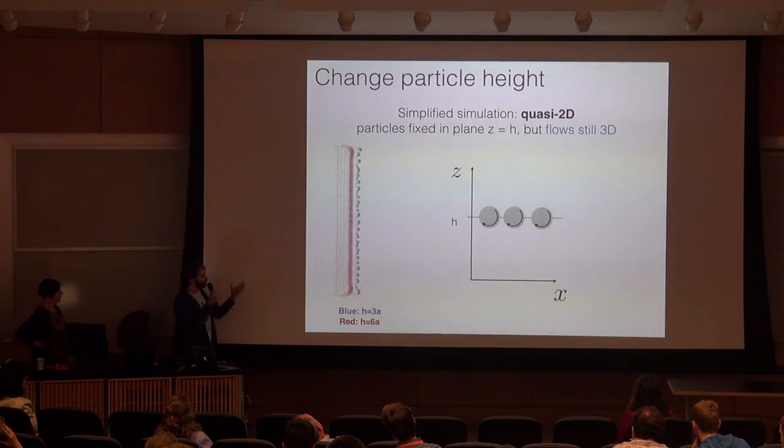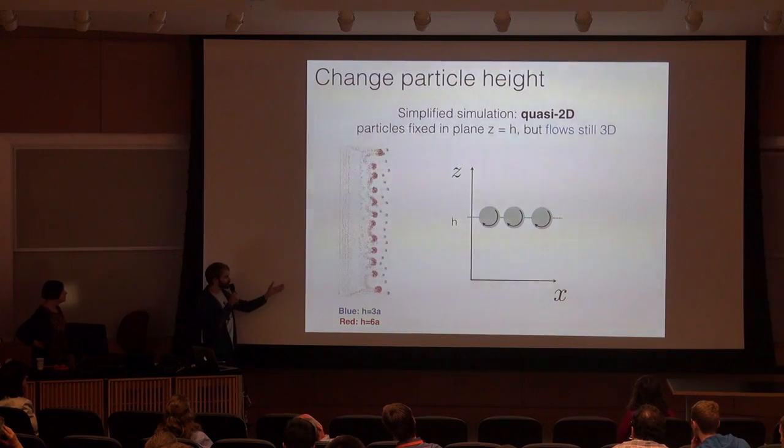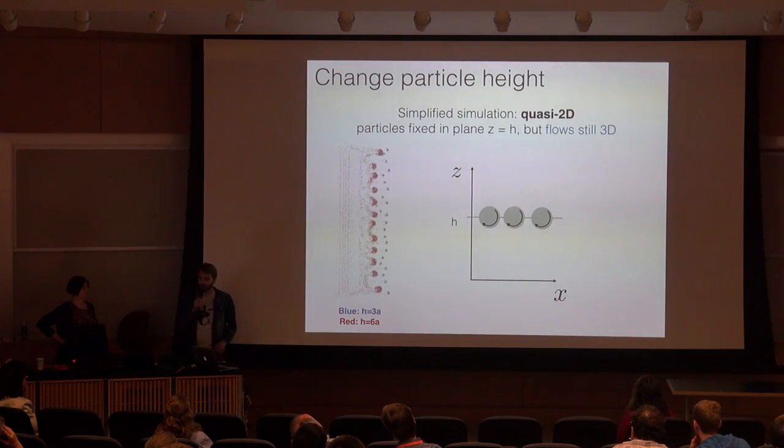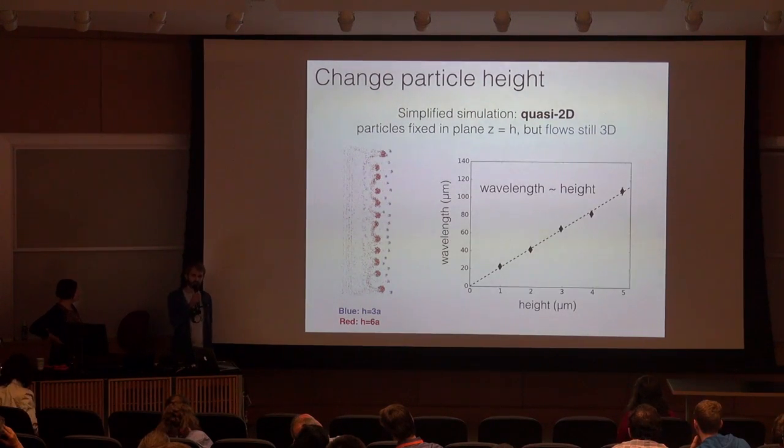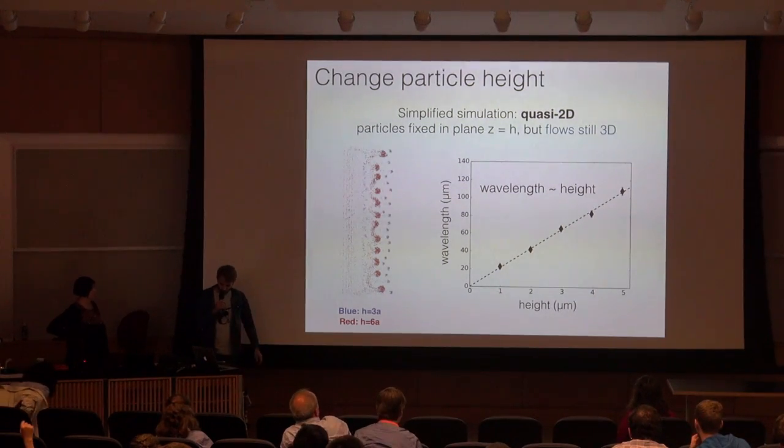And you can see that even in 2D on the plane, you recover the fingering instability, and that indeed the wavelength seems to depend strongly on the distance to the wall. If you want to quantify that, you can look at the wavelength of the instability versus the height, and you see that it is proportional to the height.